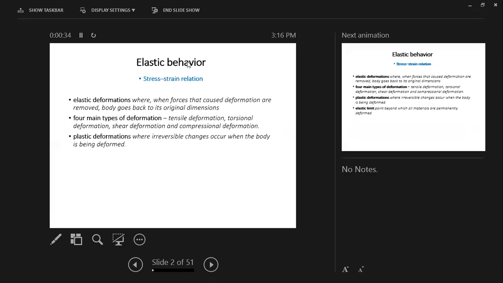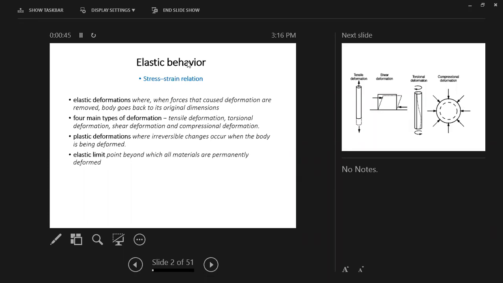Before going there, let's talk about plastic deformation. Elastic deformation is reversible, but plastic deformation is irreversible. There is an elastic limit. When you pass beyond that limit, the material will not come back to its original position. It is going to be deformed, and that is plastic deformation. An irreversible change will happen there.